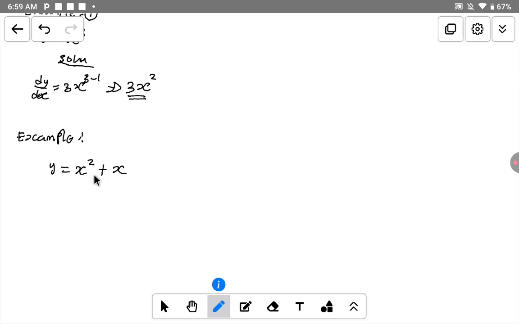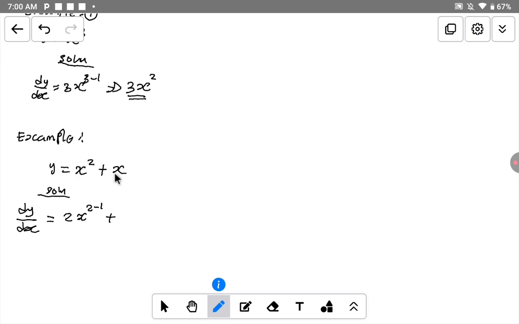In order to differentiate this given expression, the solution is that dy/ds is equal to, let's differentiate this part first. We multiply by this index, that is 2, and subtract 1 from the index, that is s to the power of 2 minus 1. That is the expression here.